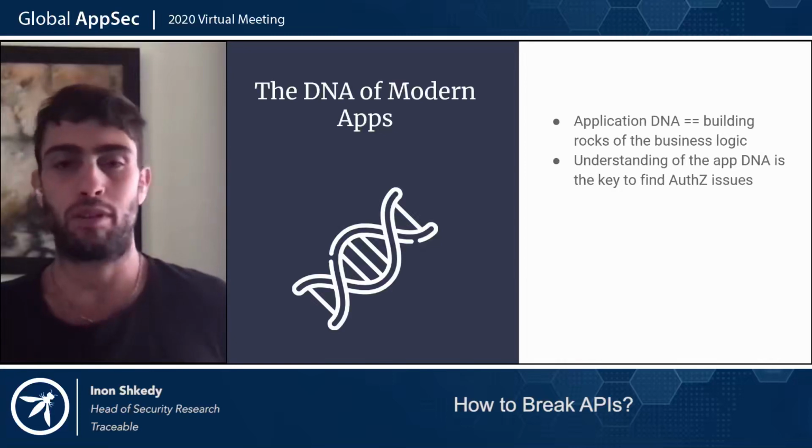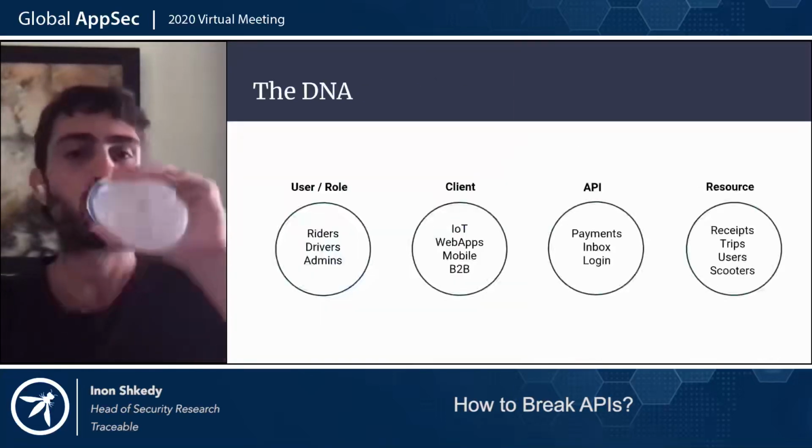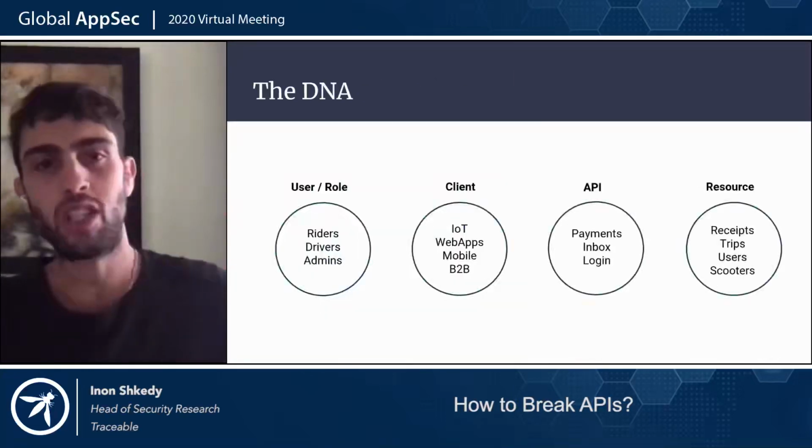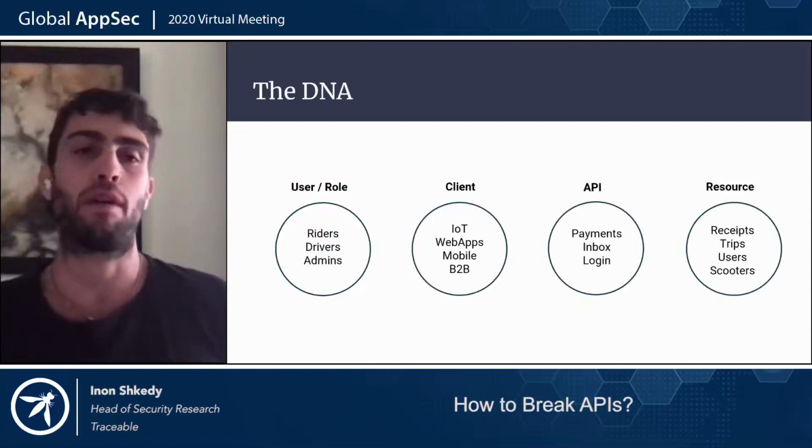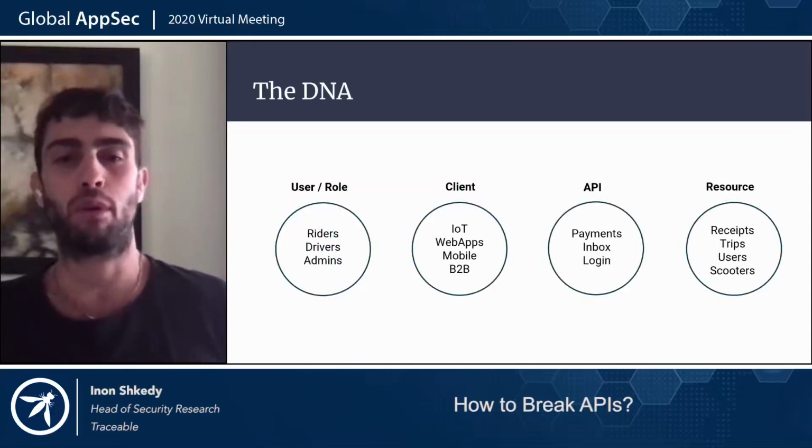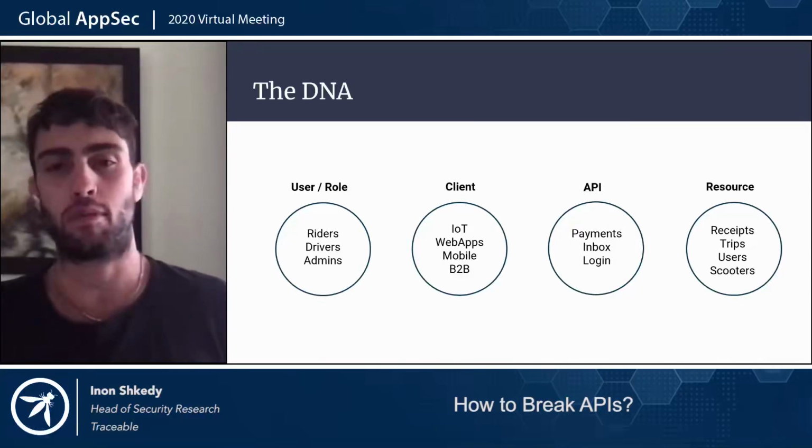Let's talk about some of this DNA, some of these building blocks of APIs. So if we take, for example, the Uber application, you have different types of users and roles. You have riders, drivers, and admins. And you need to understand what the different clients of Uber are.